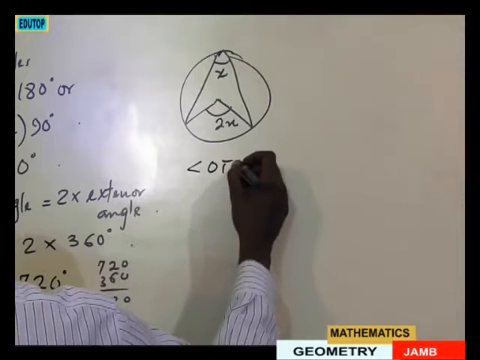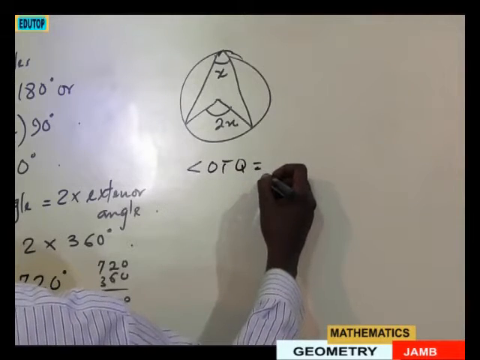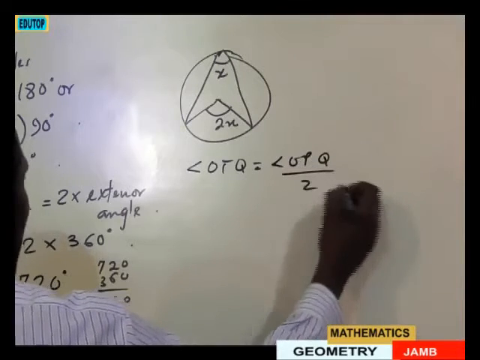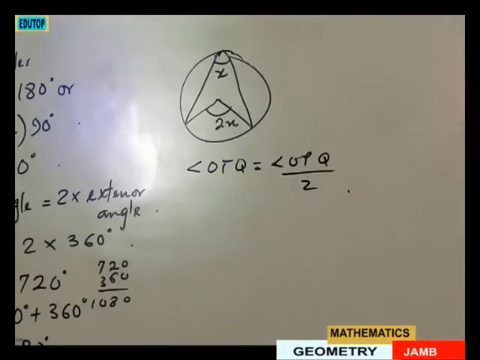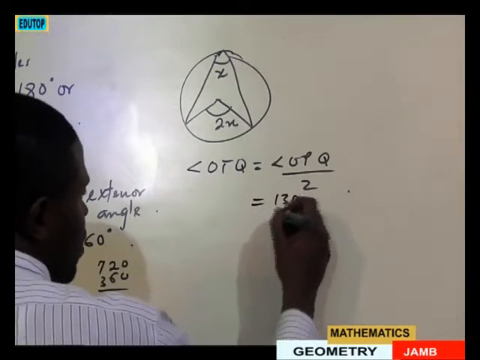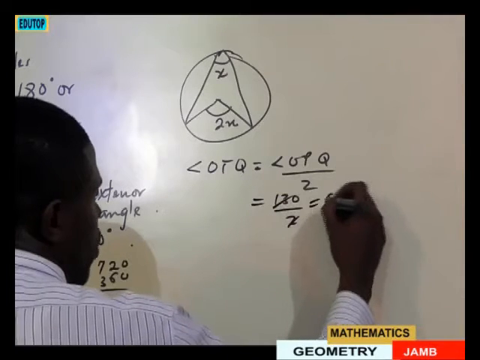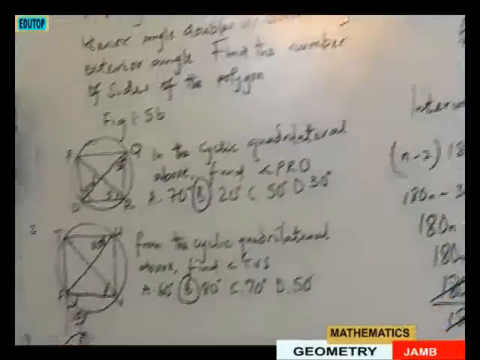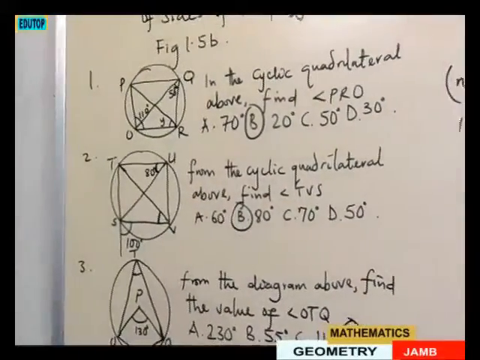angle OTQ will definitely be equal to angle OPQ divided by 2 according to that theorem. So OPQ is 130. Automatically, it will now be 130 divided by 2. And 130 divided by 2 will give us 65 degrees. That means angle OTQ will be equal to 65 degrees. And you shade D. You can see that these 3 questions were set in the same year, that's 2016. You can see that now.